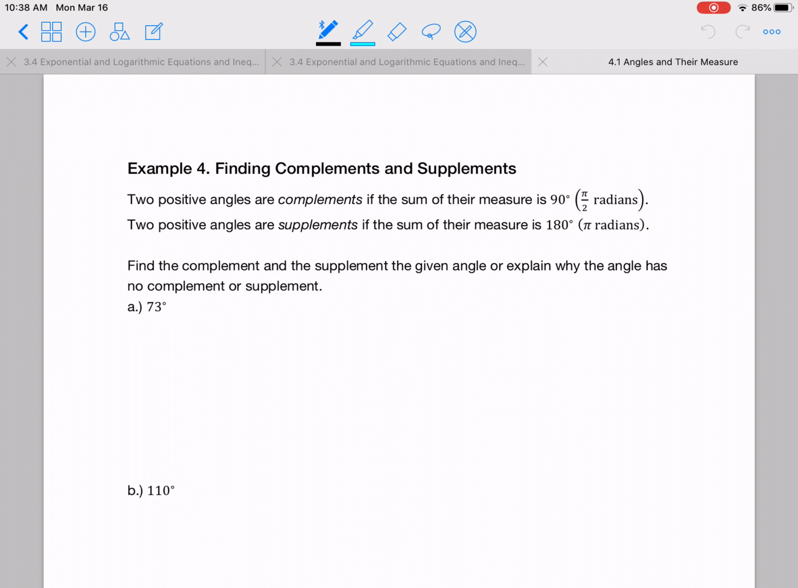All right, we're going to continue on and try and finish up 4.1 here. Let's see what we can do here. Here we're talking about complementary and supplementary angles.